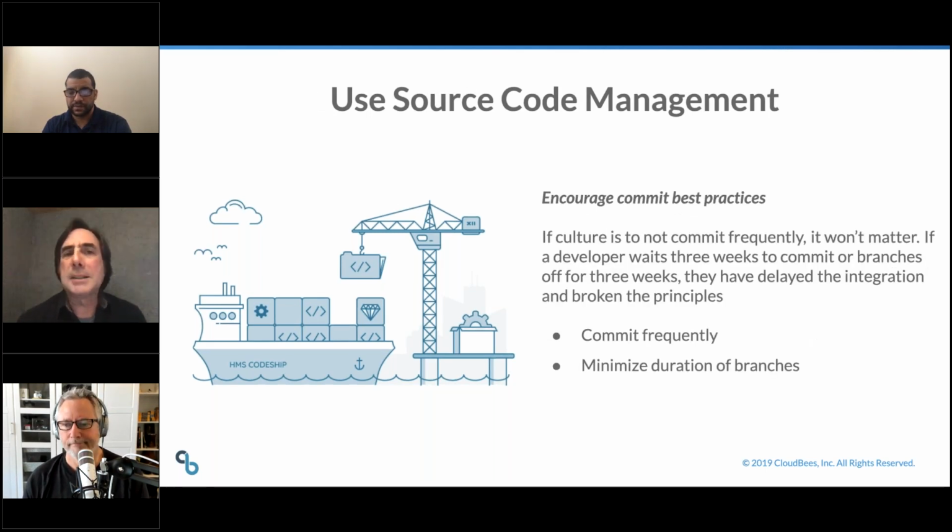All right, another aspect of source code management is that as people are writing code, they will at some point commit that code. And it is vitally important in a continuous integration environment to commit frequently. So however we have things set up, if we're not committing frequently, we're not going to be successful. If I'm a developer and I wait 3 weeks before I commit a bunch of code, or I branch off and work on that branch for 3 weeks, then try to merge it, I've really broken the principles here.